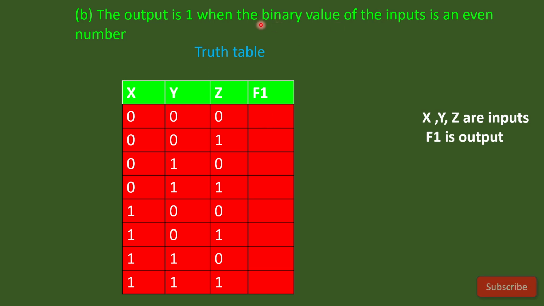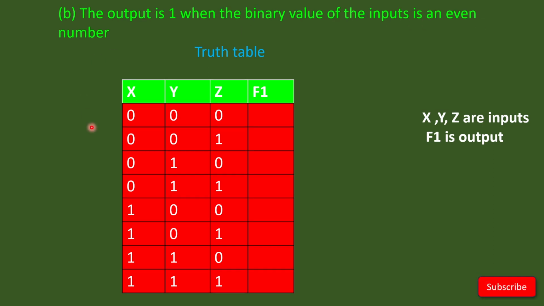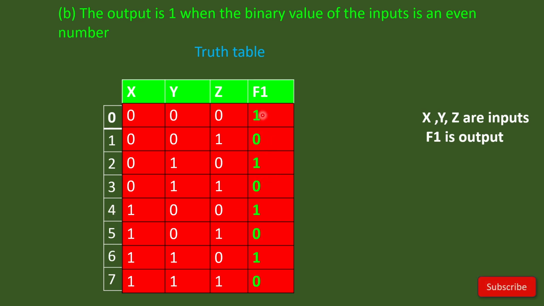And what is given in this problem? The output is 1 when the binary value of the input is an even number. Okay, so we add these binary values. So 0 is an even number, then 2 is an even number, 4 is an even number, 6 is an even number. So for those even numbers, we place 1. Okay, 0, 2, 4 and then 6. The rest of the values will be 0 here.